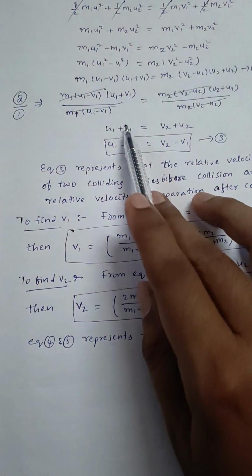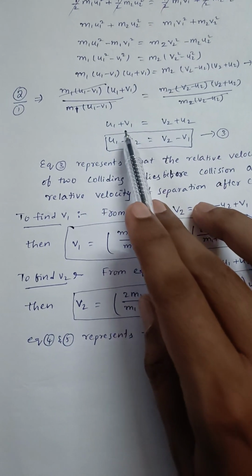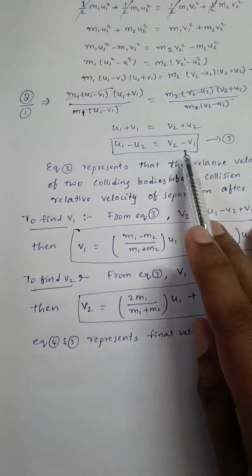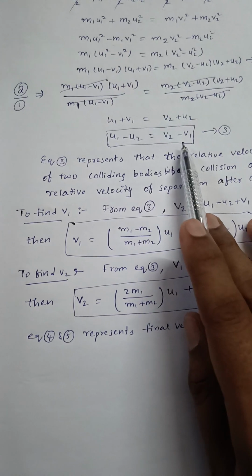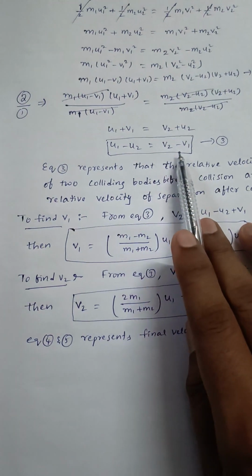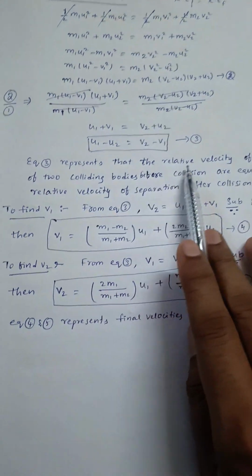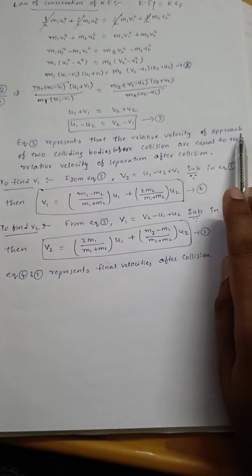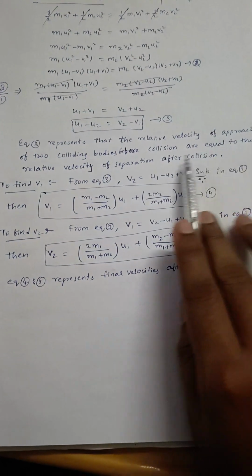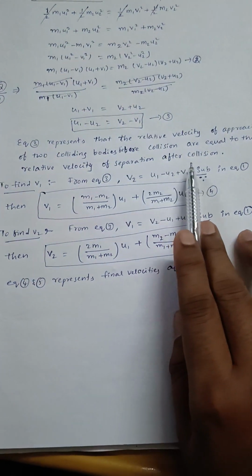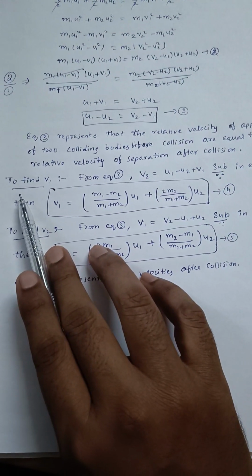Now we take the initial velocities on one side and the final velocities on the other side. So plus u2 will come here as minus u2, and plus v1 will go there as minus v1. So u1 minus u2 is equal to v2 minus v1. This is our equation number 3. This represents that the relative velocity of approach of two colliding bodies before collision is equal to the relative velocity of separation after collision.